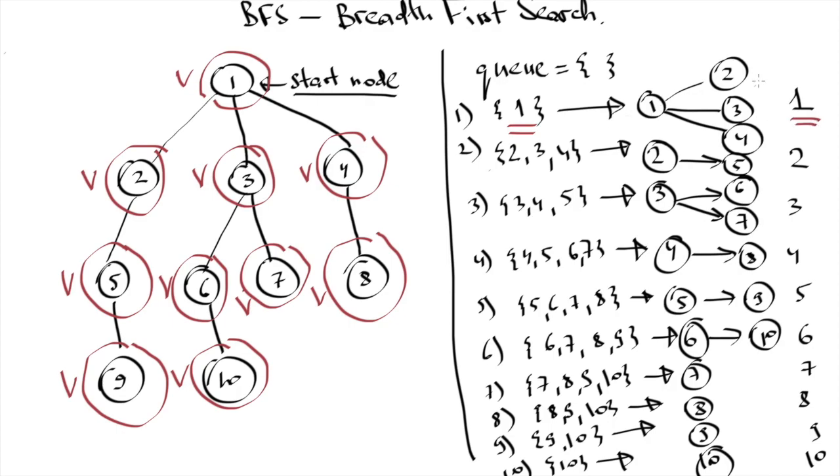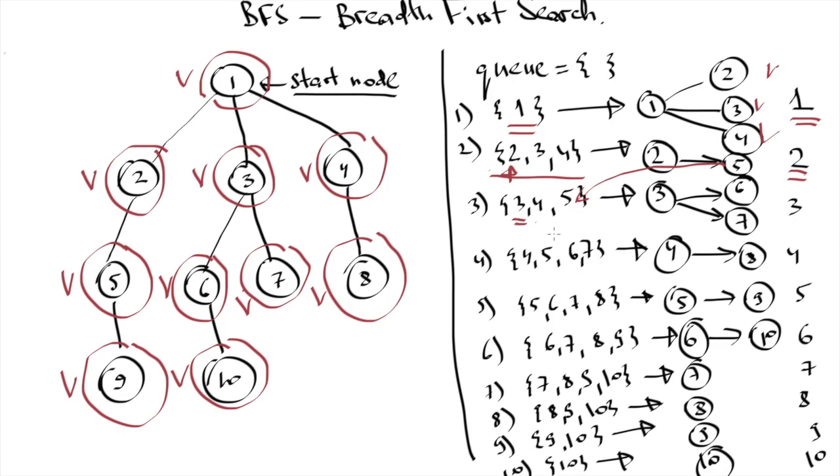We look at the neighbors of 1, which are 2, 3, and 4, and we add these elements to our queue. So currently it looks like this. Since we have popped out 1, we just have 2, 3, and 4. Again, we look at the frontal element, which is 2, and then we add the neighbors of that element. The neighbor of 2 is only 5, so we add 5 to our queue. Since we popped out 2, we have 3, 4, and 5.